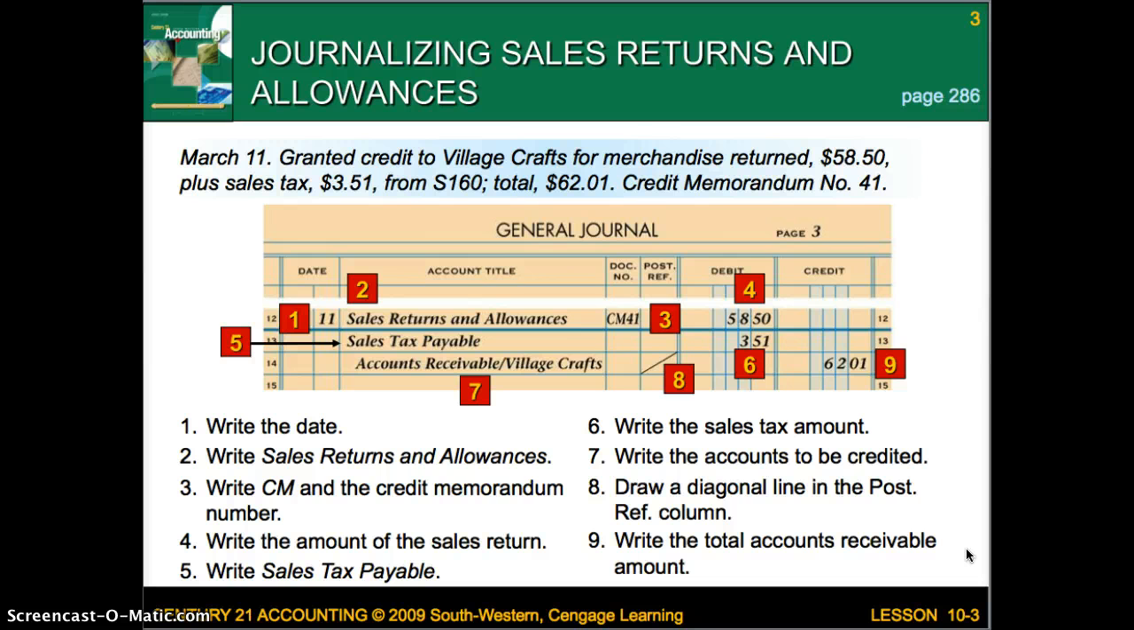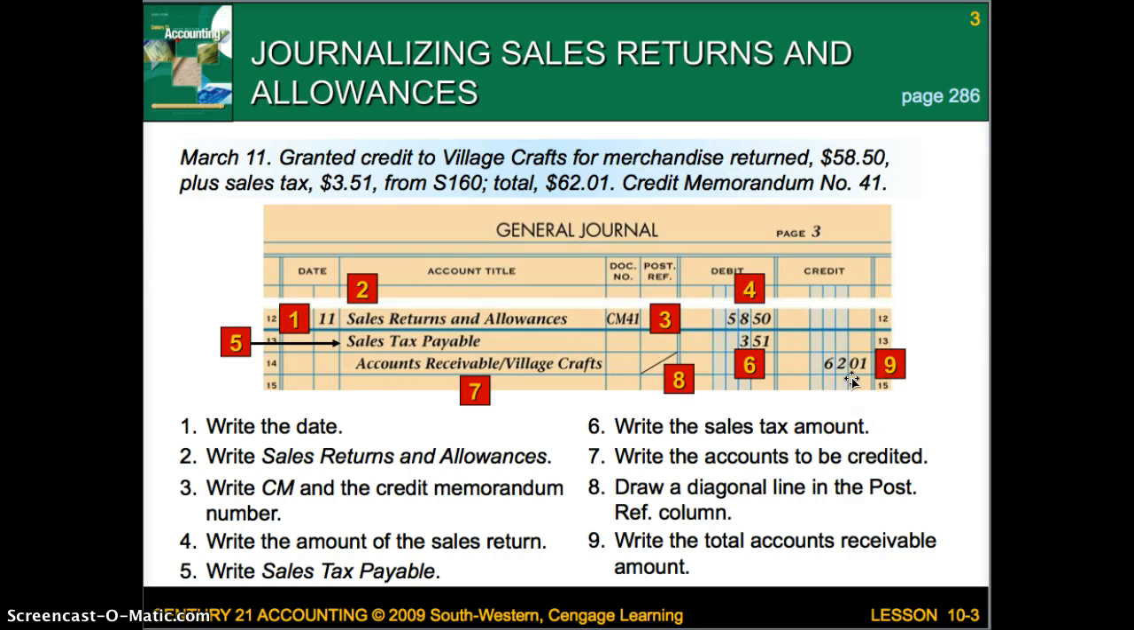So on March 11th, we granted credit to Village Crafts for merchandise return $58.50 plus the sales tax $3.51 for a total of $62.01. We're going to write the date, our sales returns and allowances, credit memorandum 41. We're going to write the amount of the sale, $58.50, write the amount of the sales tax payable, $3.51. Then we're going to write our account to be credited, our accounts receivable to Village Crafts of $62.01.